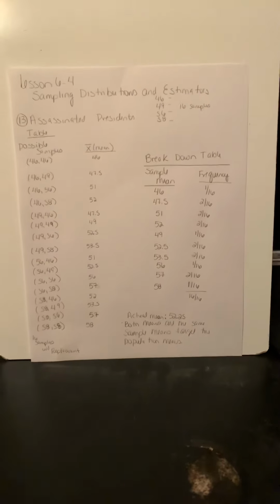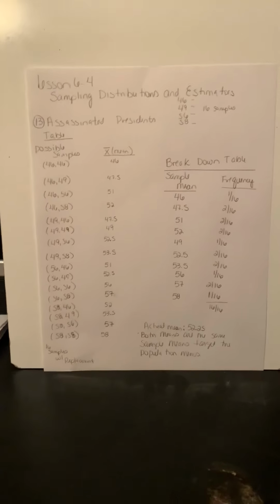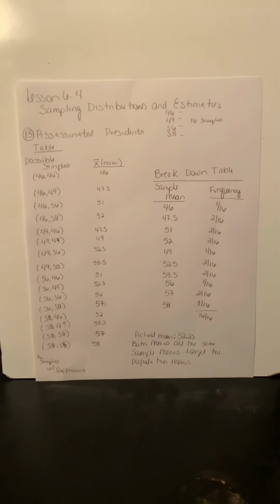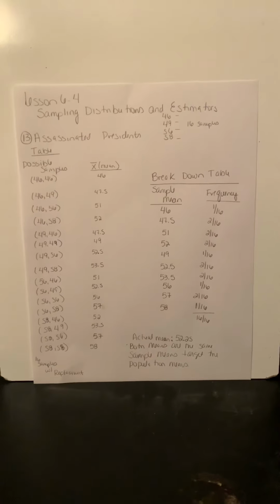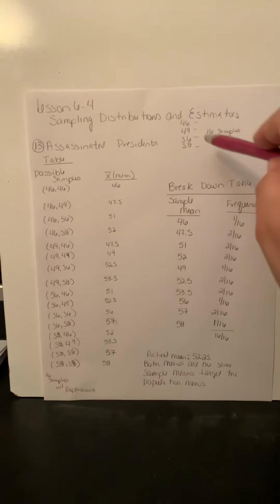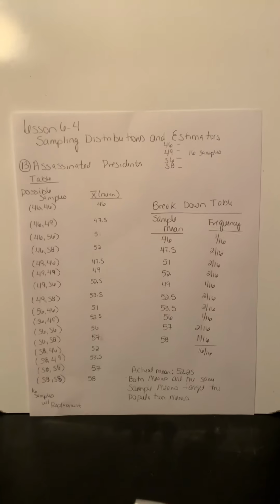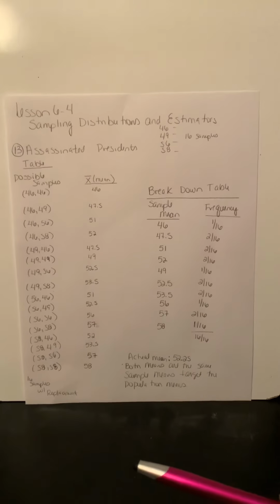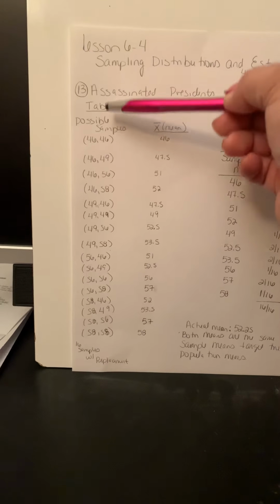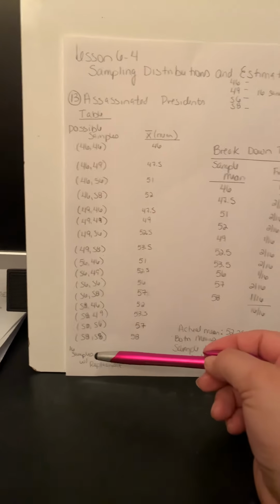So, lesson 6.4, sampling distributions and estimates. They give me 4 assassinated presidents. The ages are 46, 49, 56, and 58. So with these, I'm going to have 16 total samples. And what I mean by samples is I'm putting them into ordered pairs. So when you're doing your possible samples, you're going to have your ordered pairs.